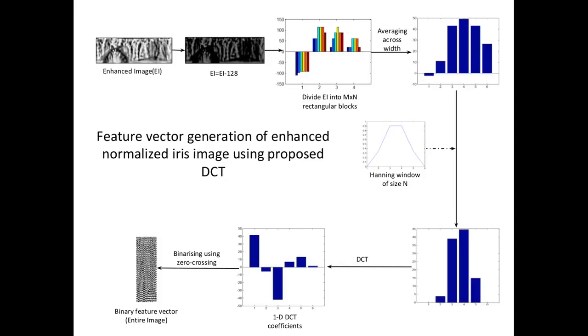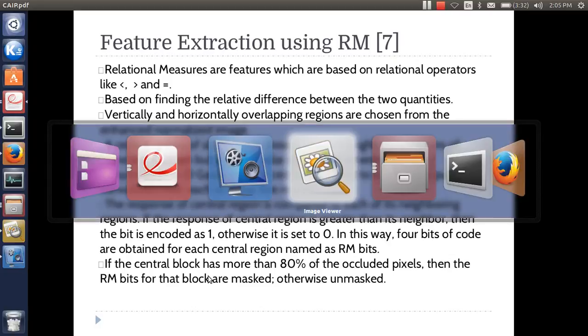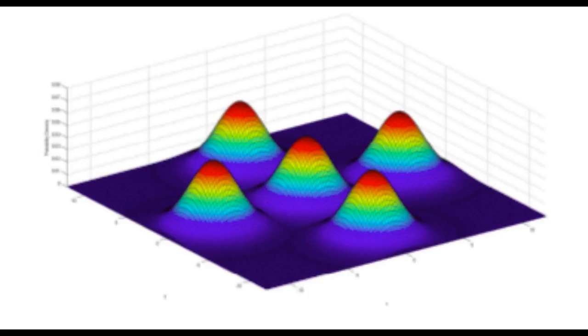Later we use the Hamming distance to find out the difference or the dissimilarity score. The second method is the relational measure. To explain this relational measure, I would like to use this figure. The relational measure basically means the relationship of one pixel to another pixel. So instead of a pixel, we started to talk about a block.